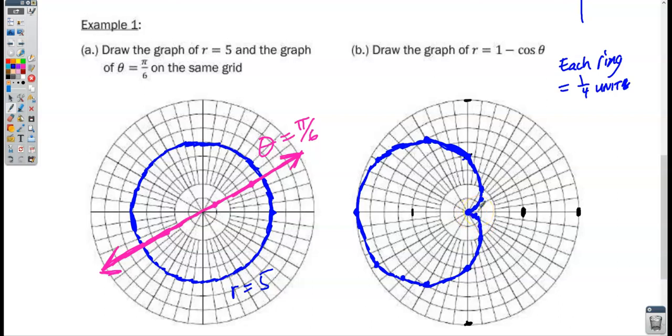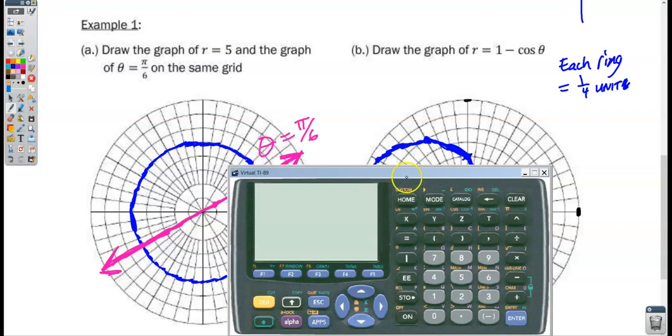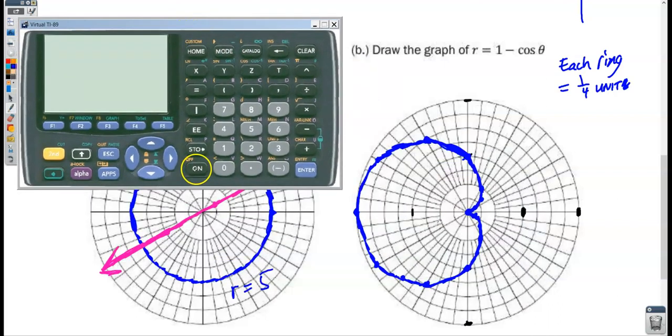All right, and there is roughly what the graph of r equals 1 minus cosine of theta is going to look like. And if I went for theta values bigger than 2 pi, it would continue looping around this graph. Let's take a look at what this looks like on my calculator.